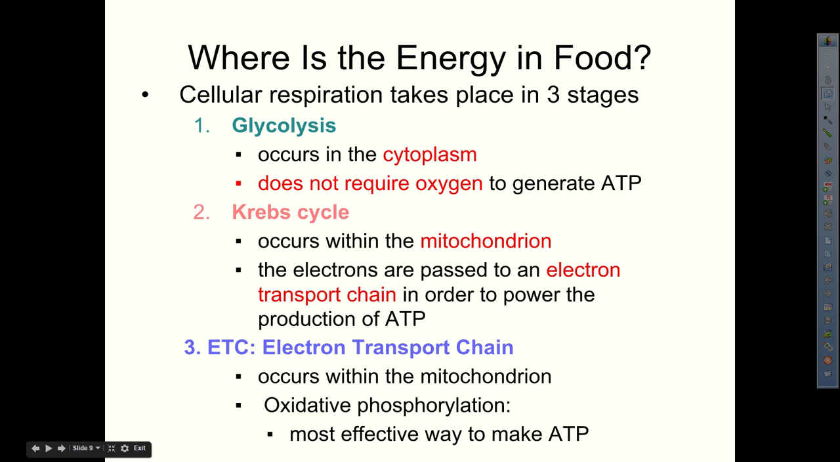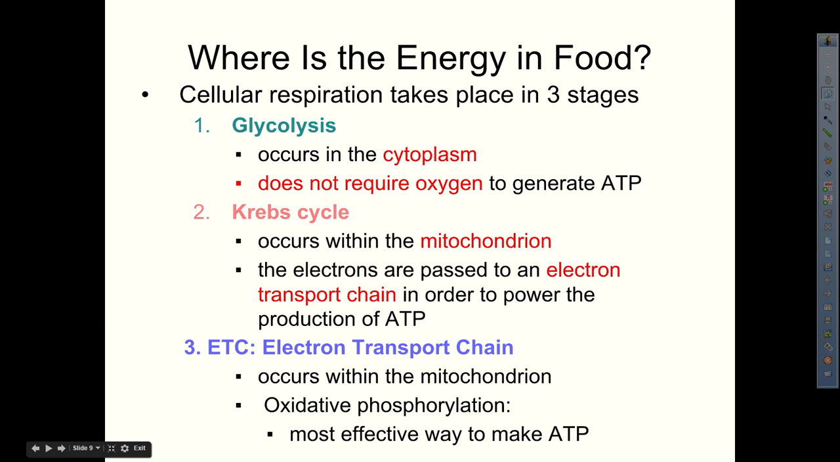And so in a eukaryotic cell, the byproducts of glycolysis would be further broken down in the Krebs cycle. The Krebs cycle is also called the citric acid cycle. This happens within the mitochondria, and it doesn't make a whole lot of ATP either. The main big thing in the Krebs cycle is that it produces carbon dioxide. So the carbon dioxide that you exhale comes from this step.